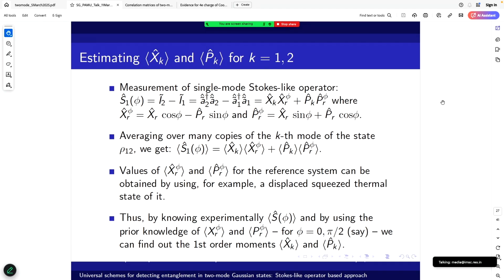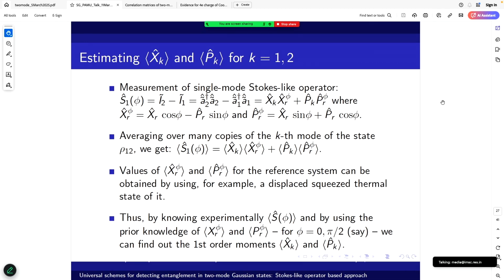So is there a reason why you prefer a displaced squeezed thermal state over a coherent state, which is what people typically use as a local oscillator? I think it will give you better robustness, I guess. Not more than that. This is also not difficult to prepare, but in principle one can do that.